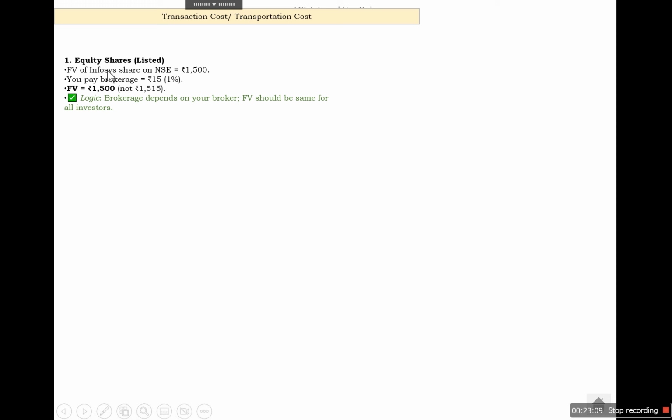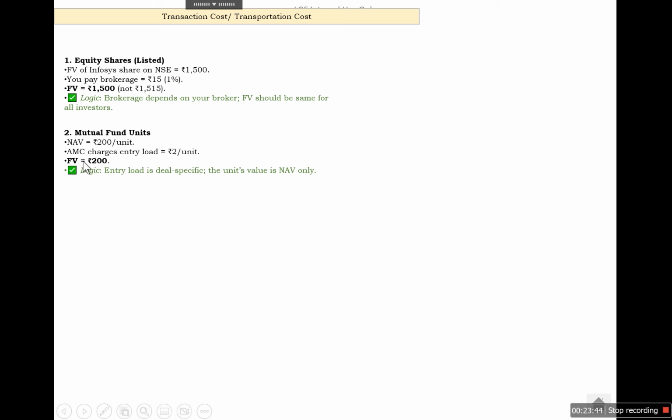For example, there is an equity share that is listed. Fair value of the Infosys share on NSE is 1500 and we need to pay brokerage of 1%. So here the fair value will be 1500, not 1515, because the brokerage depends on your broker. Fair value should be the same for all the investors, because fair value is the exit price. So the exit price at NSE is 1500, so we will consider 1500. Brokerage may be different based on the agency.